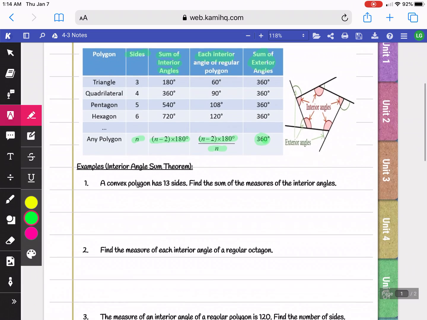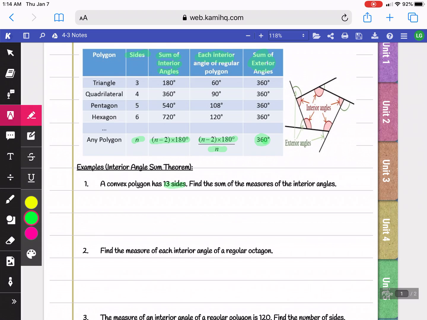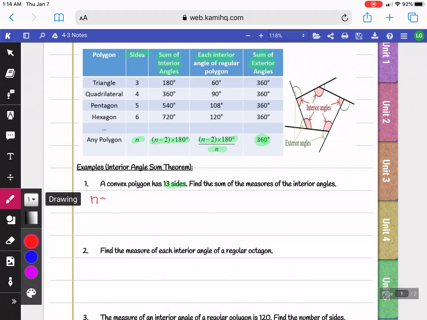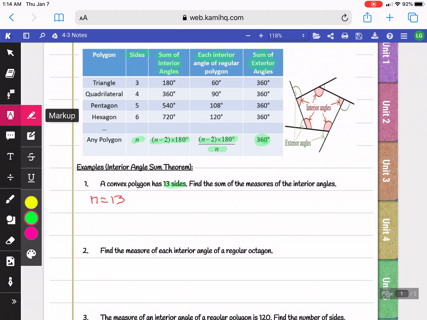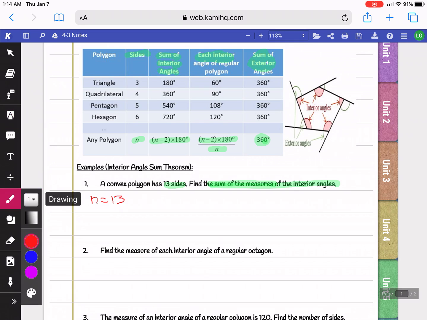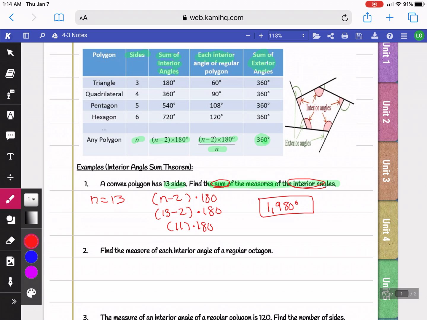Problem 1 says a polygon has 13 sides. So our n is equal to 13, and we want to find the sum of the interior angles. So we're using the interior angle sum formula, which is n minus 2 times 180. I can plug in 13 for n. This becomes 11 times 180. If you do that on a calculator, you'll get 1,980 degrees for the sum of the interior angles.